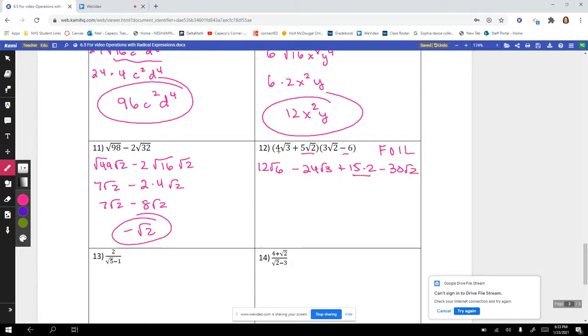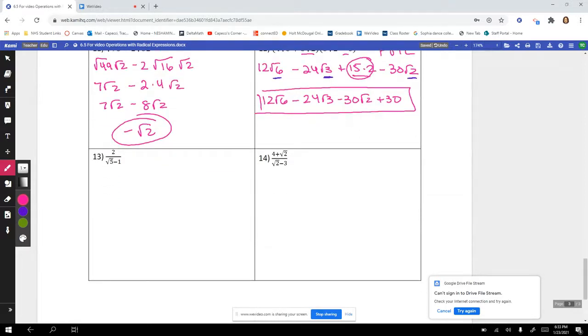Now there's nothing else I can combine. I have a root 6 here and a root 3 and a root 2. So I really can't simplify that any further. So my final answer is 12 root 6 minus 24 root 3, minus 30 root 2. I'm going to put that 30 at the end. It really doesn't matter. But that's my final answer right there. It looks like a lot because I can't combine anything. I don't have any like terms.